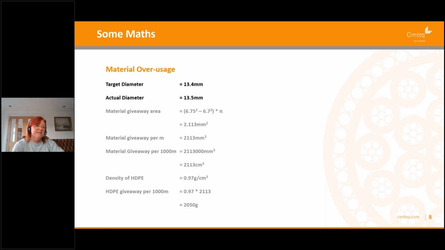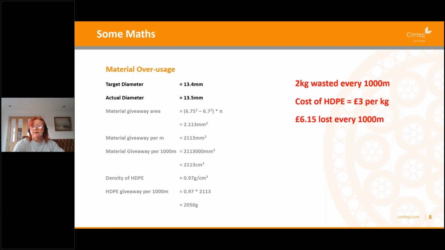In fact, maybe not even to the target. We could go to the minimum. So if we went to the minimum, we would save even more. But if you follow the maths through, and take my numbers with a pinch of salt, basically by my calculations, for every 1,000 meters we make using a compound of HDPE, we're giving away around 2 kilograms. So 2 kilograms is wasted every 1,000 meters by just putting 0.1 of a millimeter extra on.